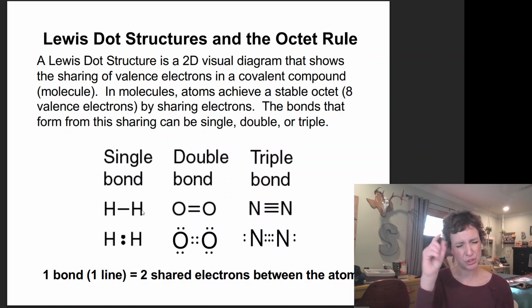Main thing to keep in mind here is whenever I see a line between 2 atoms, one line represents 2 electrons that are shared equally between the atoms. So here with my single bond, that is a pair of electrons. Here with my double bond, that is 2 pairs of electrons, or 4 total. And here with my triple bond, that is 3 shared pairs of electrons, or 6 total.